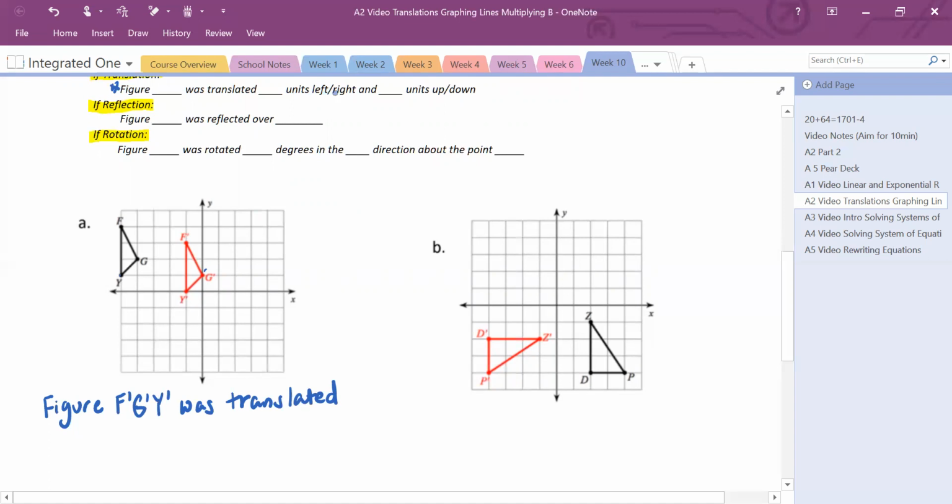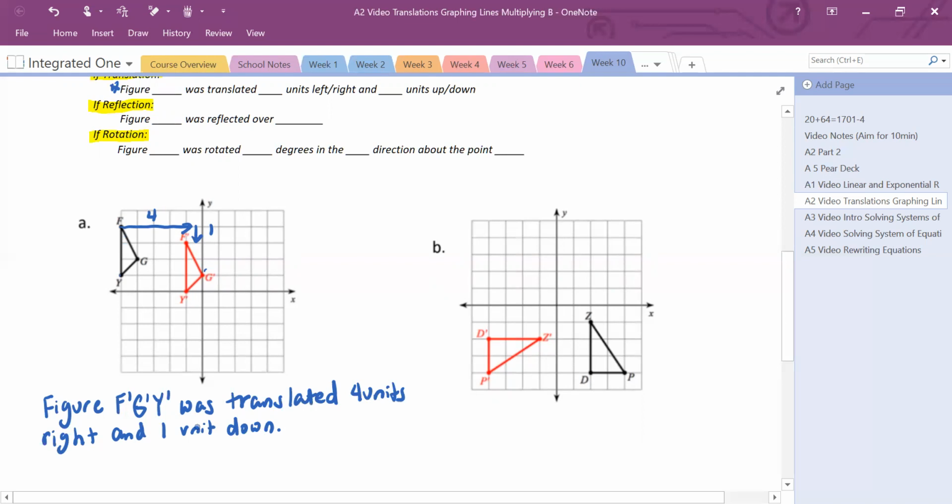And it's asking me the units left or right. If I just look at this F point right here, it looks like it's going right, 1, 2, 3, 4. So 4 units right. And then how many units down? Well, if I went over 4 units, 1, 2, 3, 4, so here we're going 4 units to the right. And it looks like we're going 1 unit down. And that's it. That's all the information we're going to need. It just shows us that you understand this is a translation and how it translated.